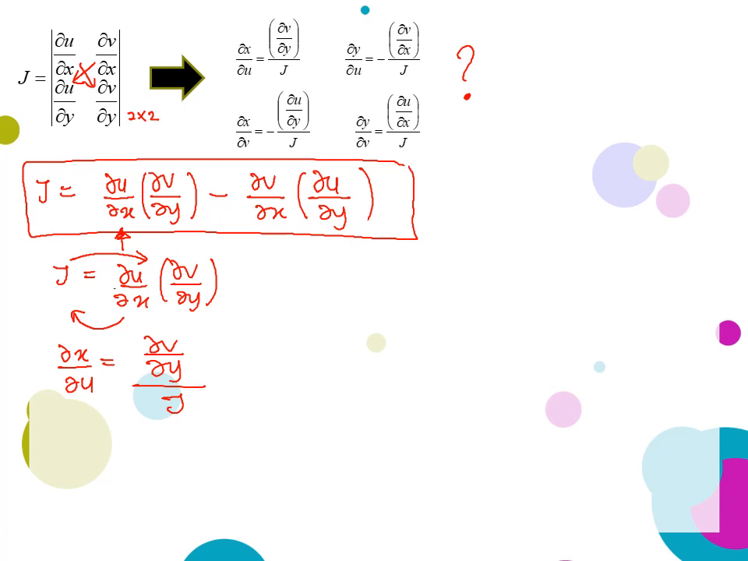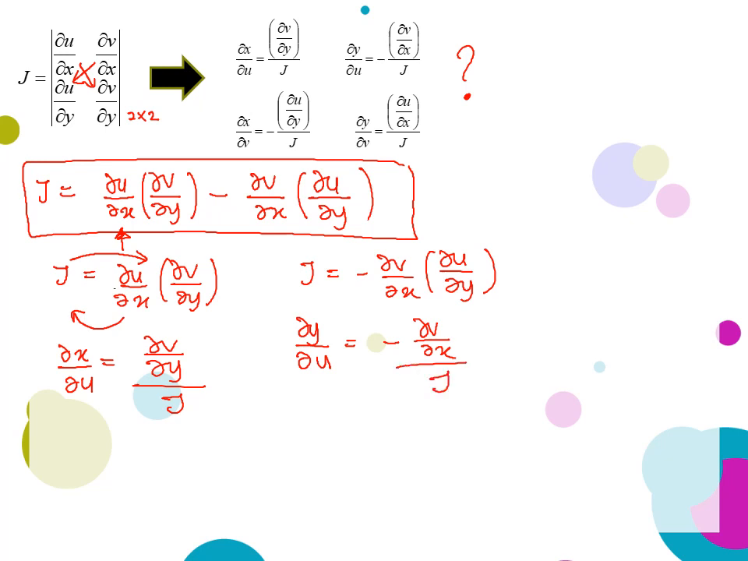From the same formula we can do for del y del u. Where is del y del u? Here. So we will consider all this part. The Jacobian is equivalent to negative del v del x del u del y. So take del u del y to the left hand side, that will become del y del u, and that will leave you del v del x over the Jacobian. So same here.